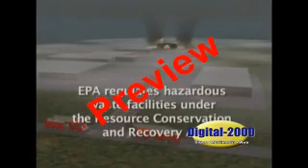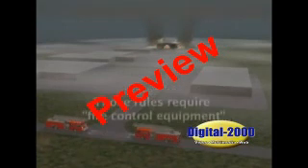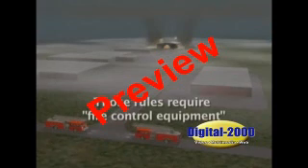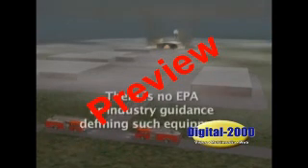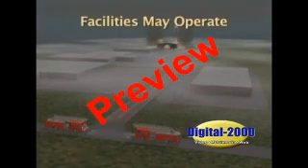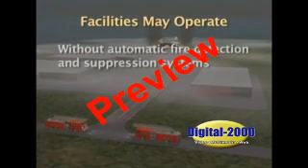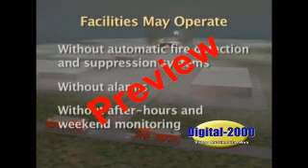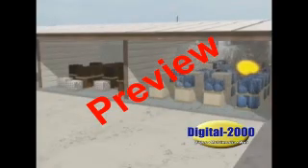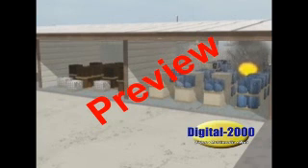EPA regulates hazardous waste facilities under the Resource Conservation and Recovery Act. Those rules require what is referred to as fire control equipment on site, but there is no EPA or industry guidance defining such equipment. This allows facilities to operate without automatic fire detection and suppression systems, alarms, and after-hours and weekend monitoring, as was the case with EQ. An automatic fire suppression system might have extinguished the fire at an early stage.